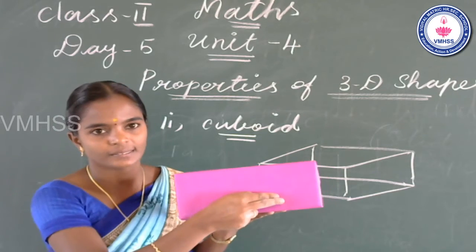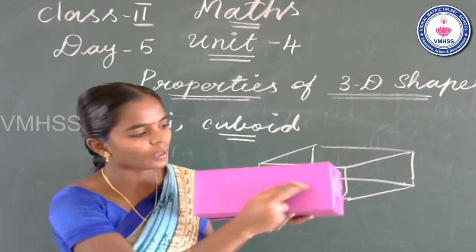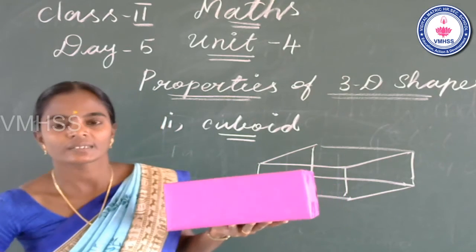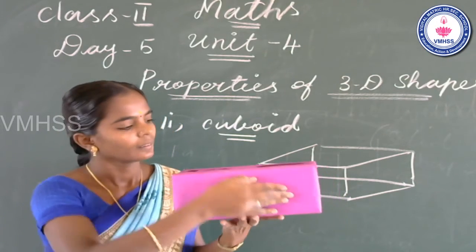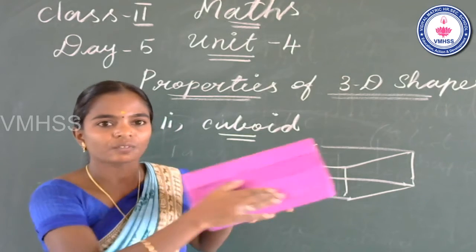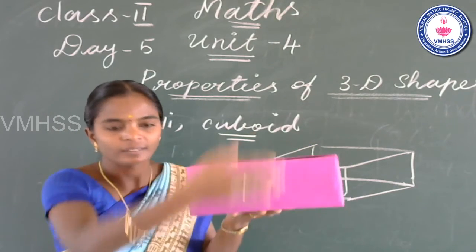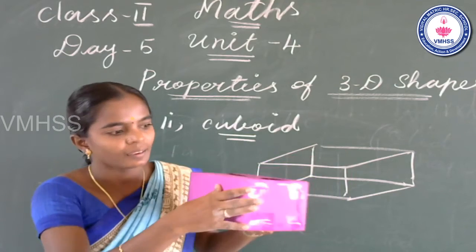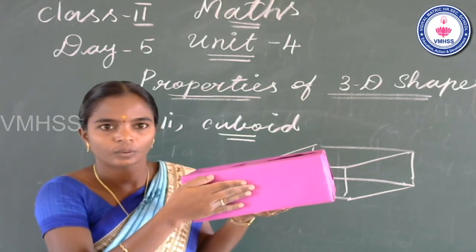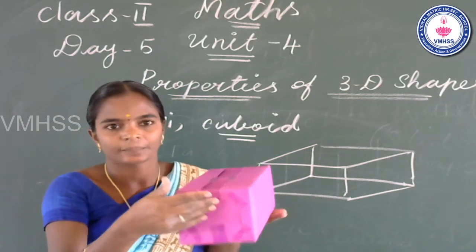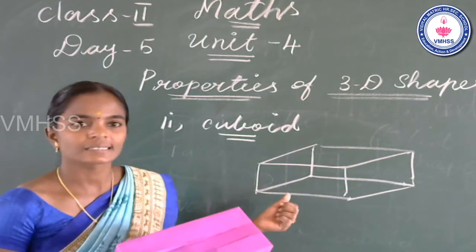So this face, this also face, next this also face. Okay children, first we will count the number of faces. Students listen. First this face, 1. This flat face. Next, below, one face, so 2. Next this face 3, next this face 4, next this one 5, next this one 6. So 6 flat faces. Number of faces 6.